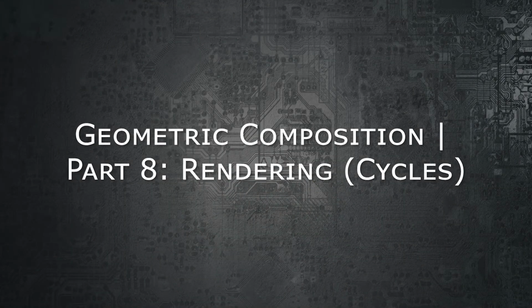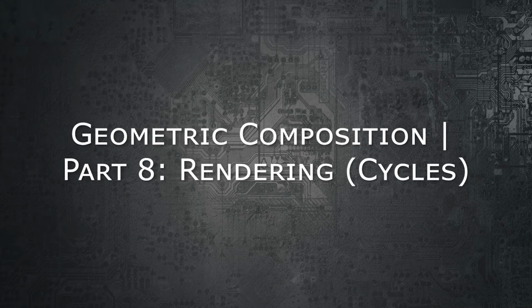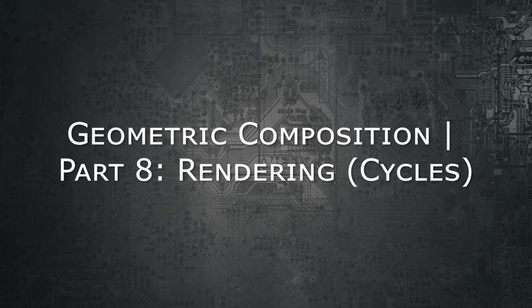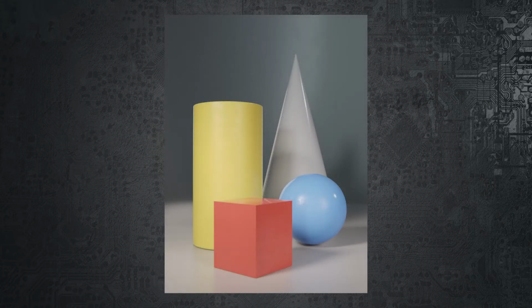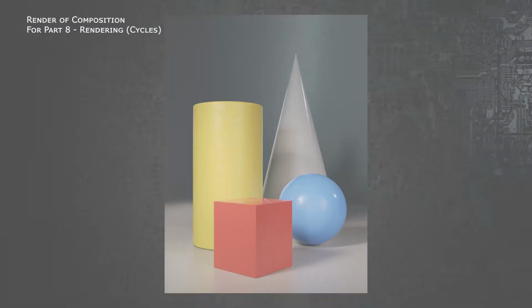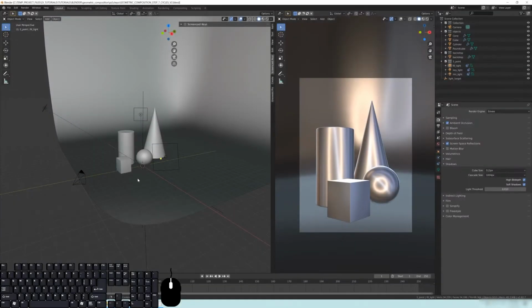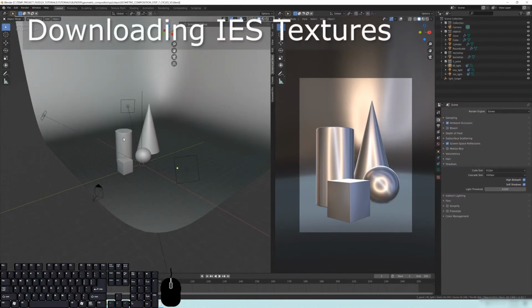This is part 8. We're going to be changing our settings from the Eevee engine over to Cycles. So if you haven't done that, please go back and do that, since we are going to be using the Eevee settings as a baseline for the changes we're going to make for the Cycles engine. And what we're going to do first, before we start anything, is download some IES textures.